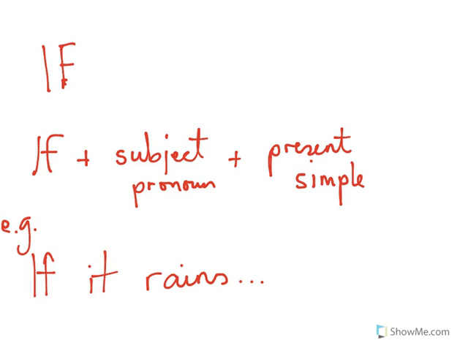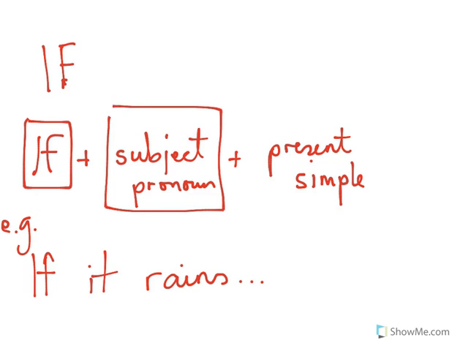In the if part, we must write if, followed by the subject pronoun, followed by the present simple. Remember, the subject pronouns are things like I, you, he, she, it, we, you, they. And when we write in the present simple, there are a few things to remember. If it's third person, add an S, and if it's negative, you must put don't or doesn't.